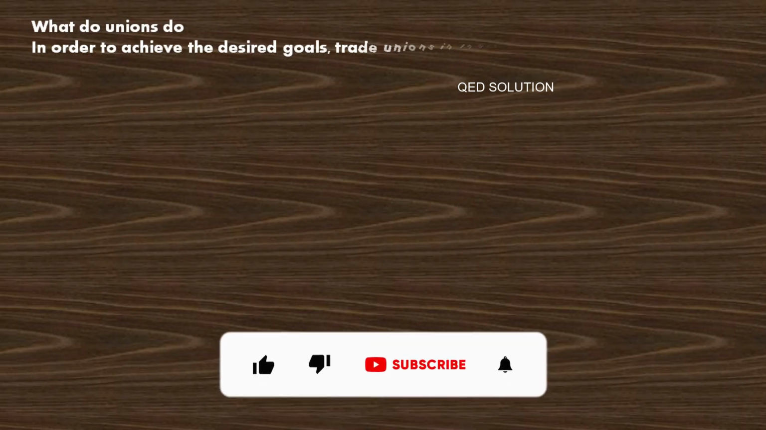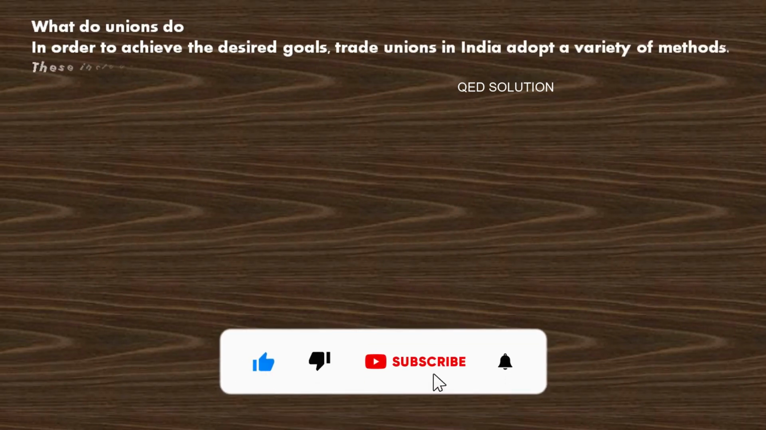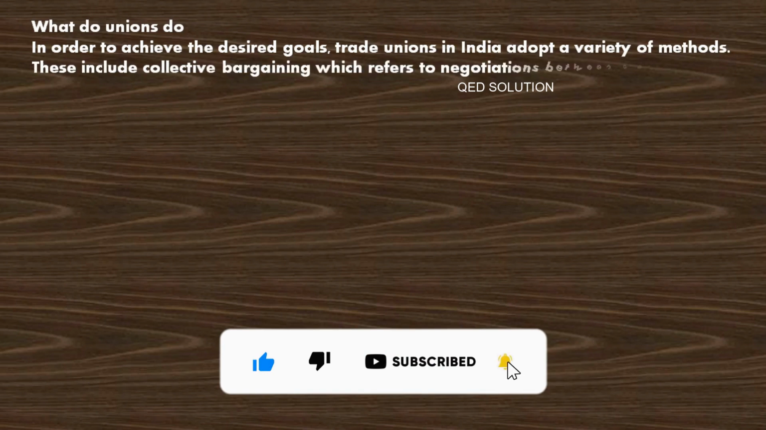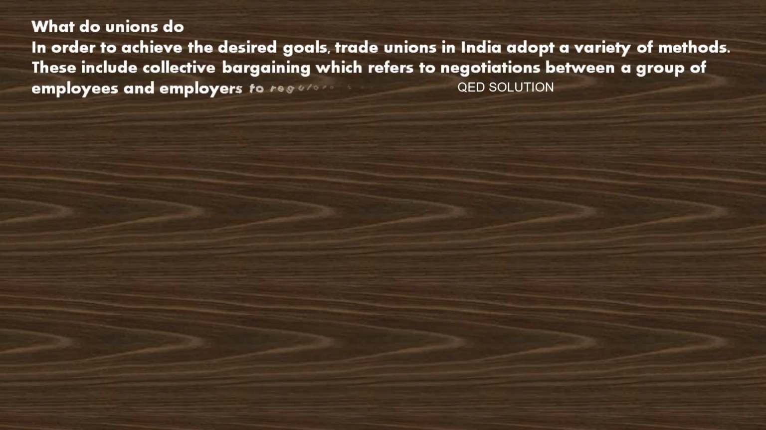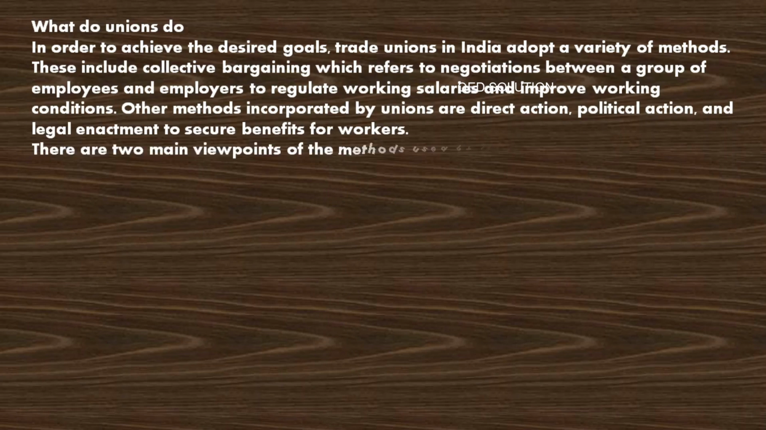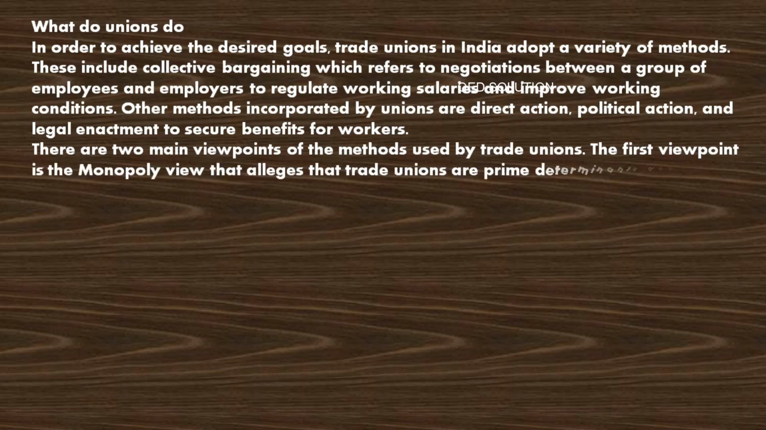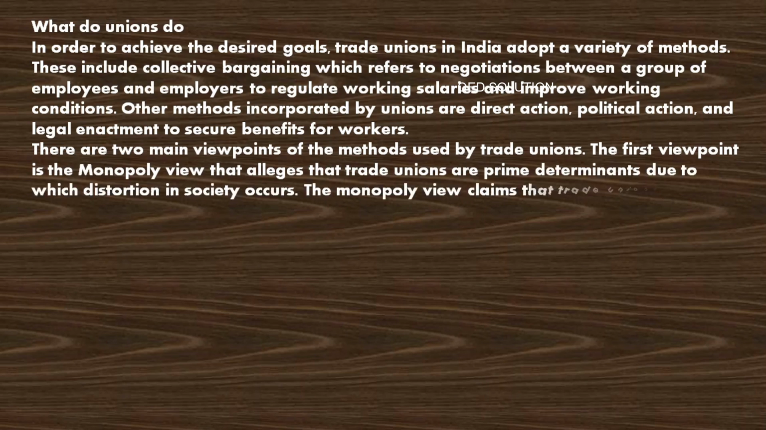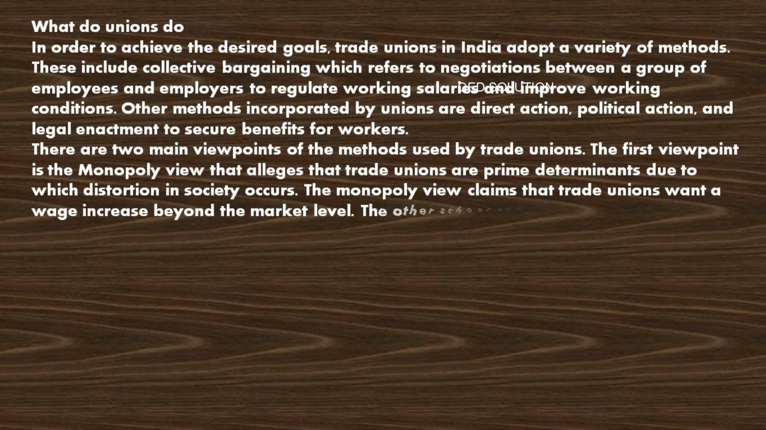What do unions do in order to achieve the desired goals? Trade unions in India adopt a variety of methods. These include collective bargaining, which refers to negotiations between a group of employees and employers to regulate working salaries and improve working conditions. Other methods incorporated by unions are direct action, political action, and legal enactment to secure benefits for workers.